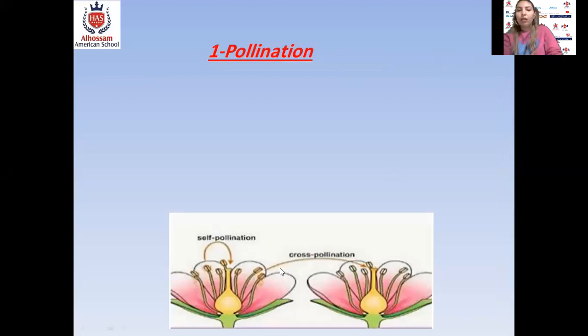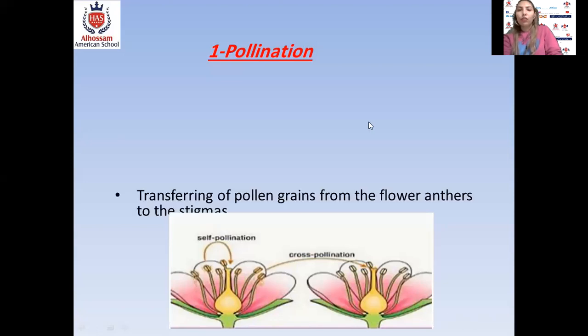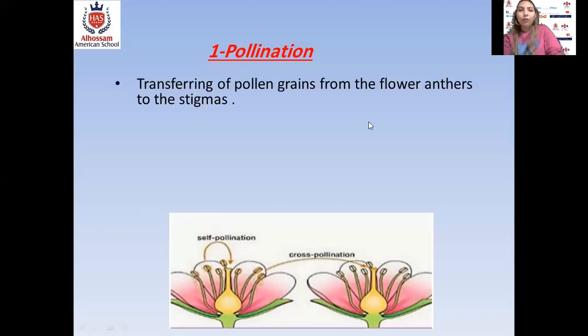When the pollen grain is transferred, it makes self-pollination in the same flower, or cross-pollination from one flower to a different flower. And when this pollen grain attaches to the sticky stigma, we call this process pollination. So, pollination is the transferring of pollen grains from the flower's anthers to the stigma.